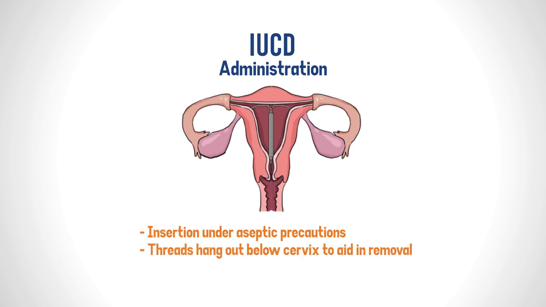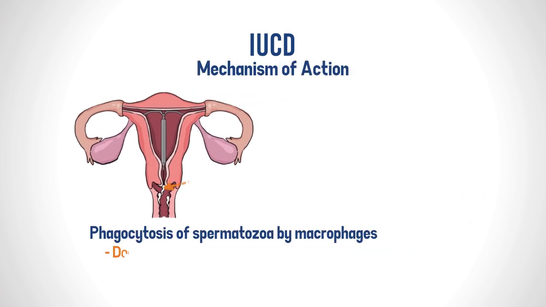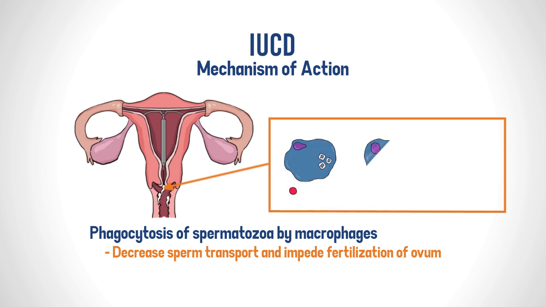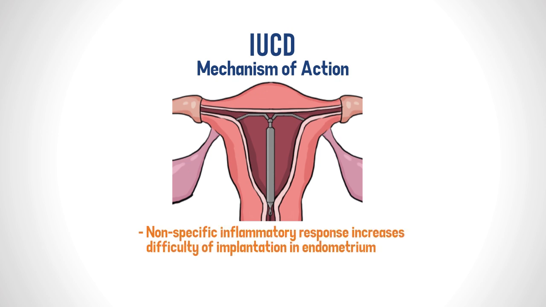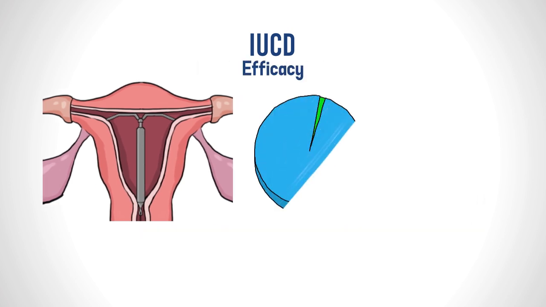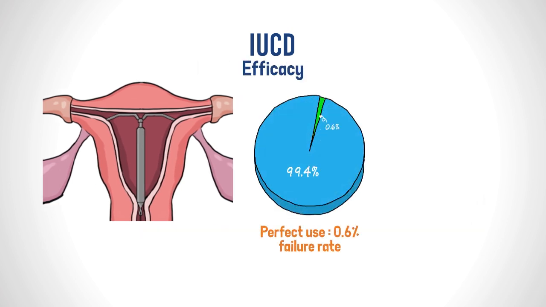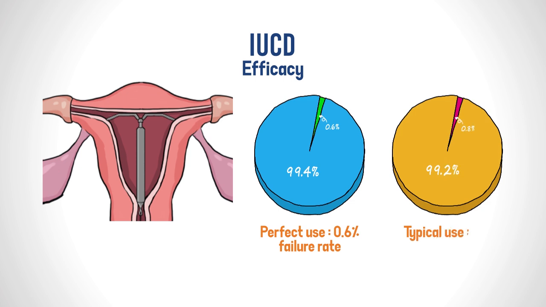Threads connected to the stem project out of the cervical os to facilitate removal. The copper also impedes sperm transport and stops sperm from fertilizing any ovum by inciting phagocytosis of spermatozoa by the macrophages. The IUCD creates an inflammatory response that prevents implantation. The method has a 0.6% failure rate with perfect use and 0.8% typical use.